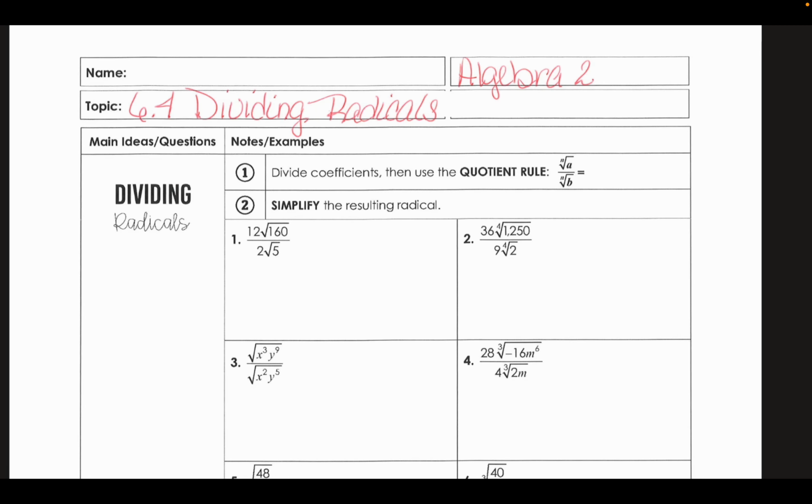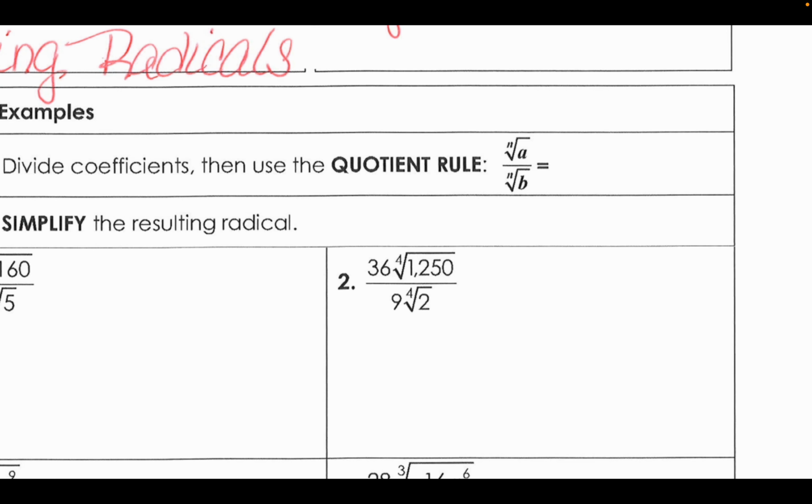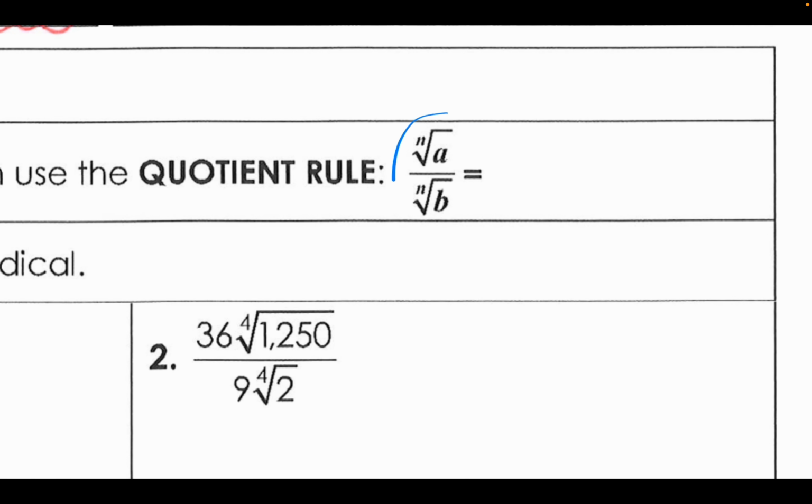So, for dividing radicals, we're going to be doing a similar process to when we multiplied radicals. We'll be dividing the outsides, the coefficients, and then we're going to be dividing the insides. So, this will be using the quotient rule, where you can have two separate radicals, and you can have that as the quotient or division of one big radical.